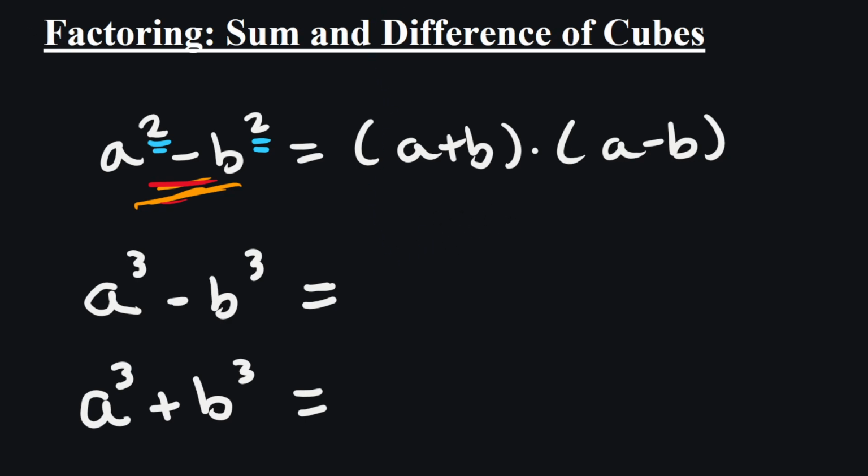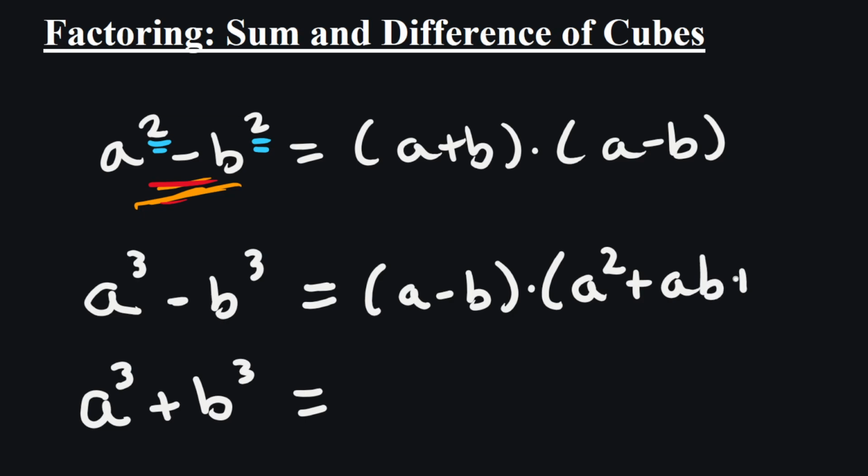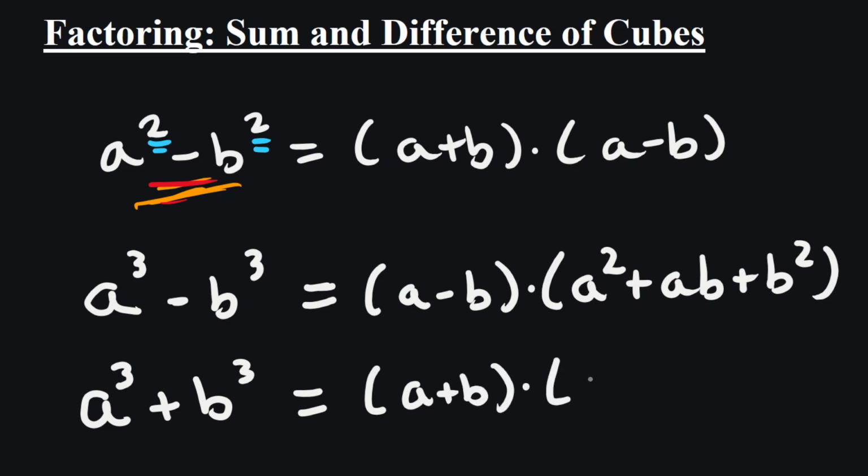So for a difference of two cubes, in factored form, it would be a minus b in parentheses times a squared plus ab plus b squared. And for a sum of two cubes, it would be very similar. It would be in parentheses a plus b times a squared minus ab plus b squared.